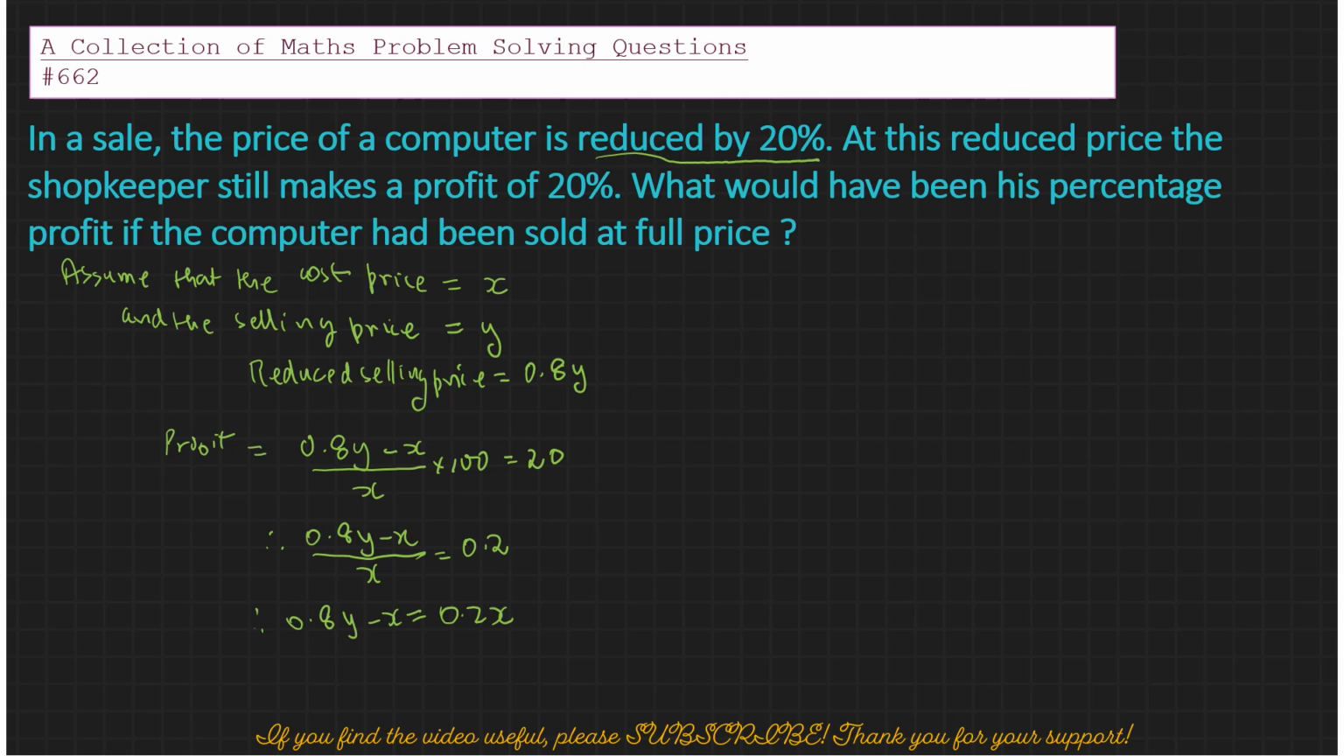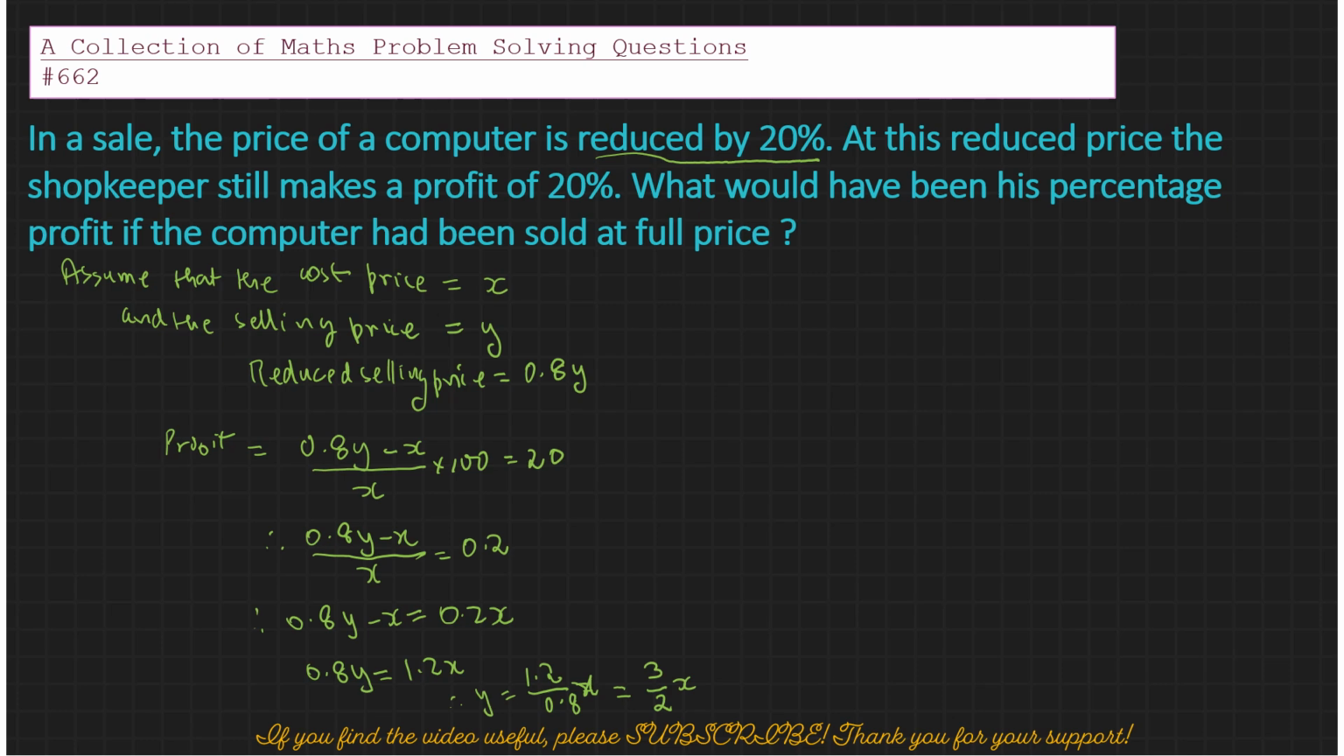So we would get 0.8y is 1.2x, and therefore y would be 1.2 divided by 0.8, and that is 4 times 3 is 12, 4 times 2, so 3 out of 2x. So we get y is 3 out of 2x.